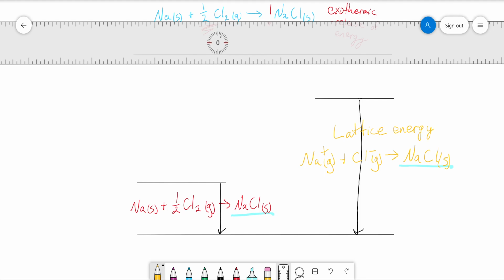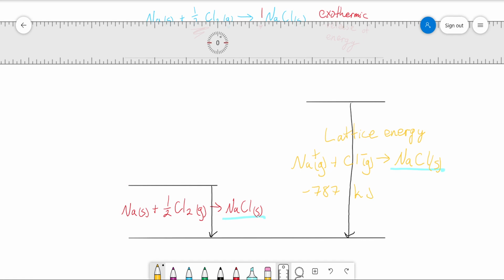And for this process, and every single reaction is different, we have negative 787 kilojoules per mole. This one over here, this is our net reaction, and that has a change in energy of negative 411 kilojoules per mole.